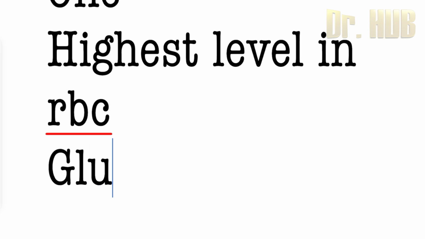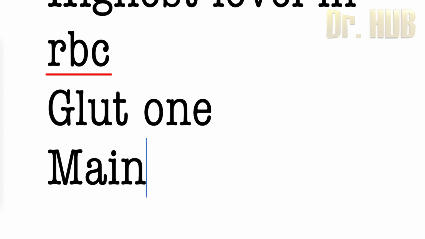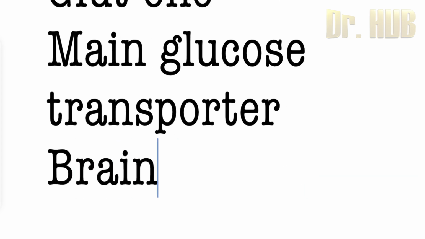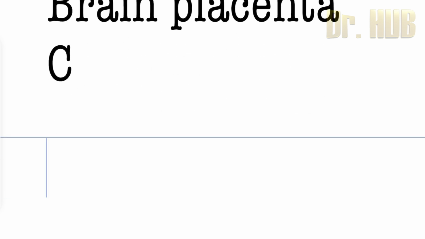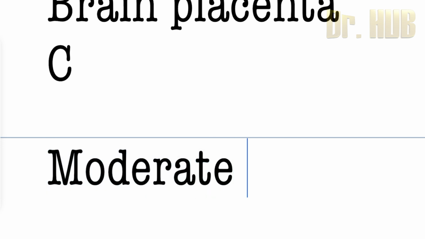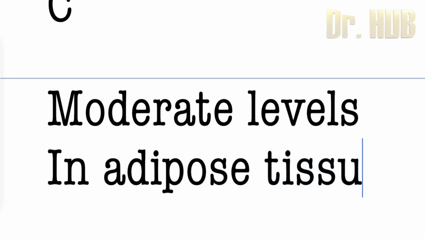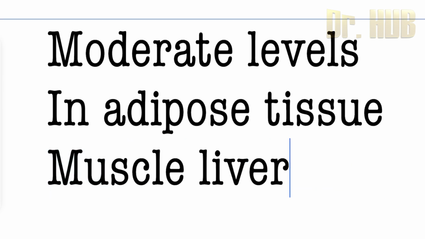Now moving on to the GLUT. GLUT1 has the highest level in the RBC. It is the main glucose transporter, and it may be present in the brain. It is also present in the placenta, and also in the RBC. Then there are moderate levels in the adipose tissue, and also presence in the muscles and in the liver.